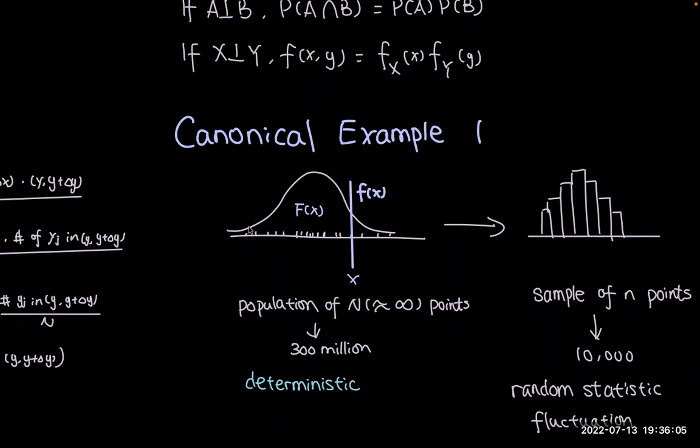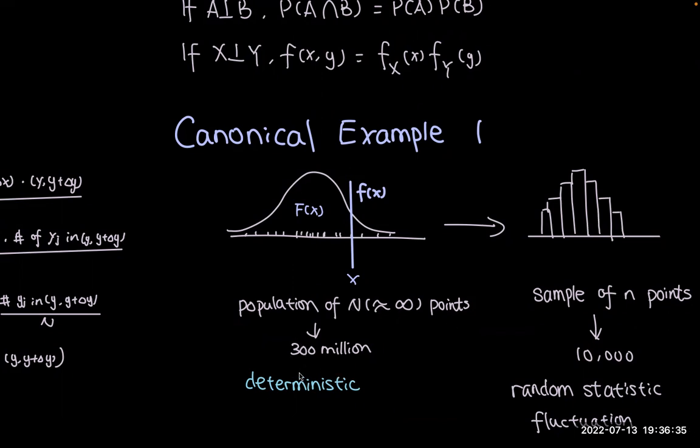So here, a density, as I mentioned before, can be thought of as a population density for a deterministic fixed population. Only when you randomly sample a point do you get the randomness, you get the probability, and this random point is said to follow f of x. Okay, so here everything is fixed. We have a population of capital N, where N is almost infinite points, for example, 300 million.